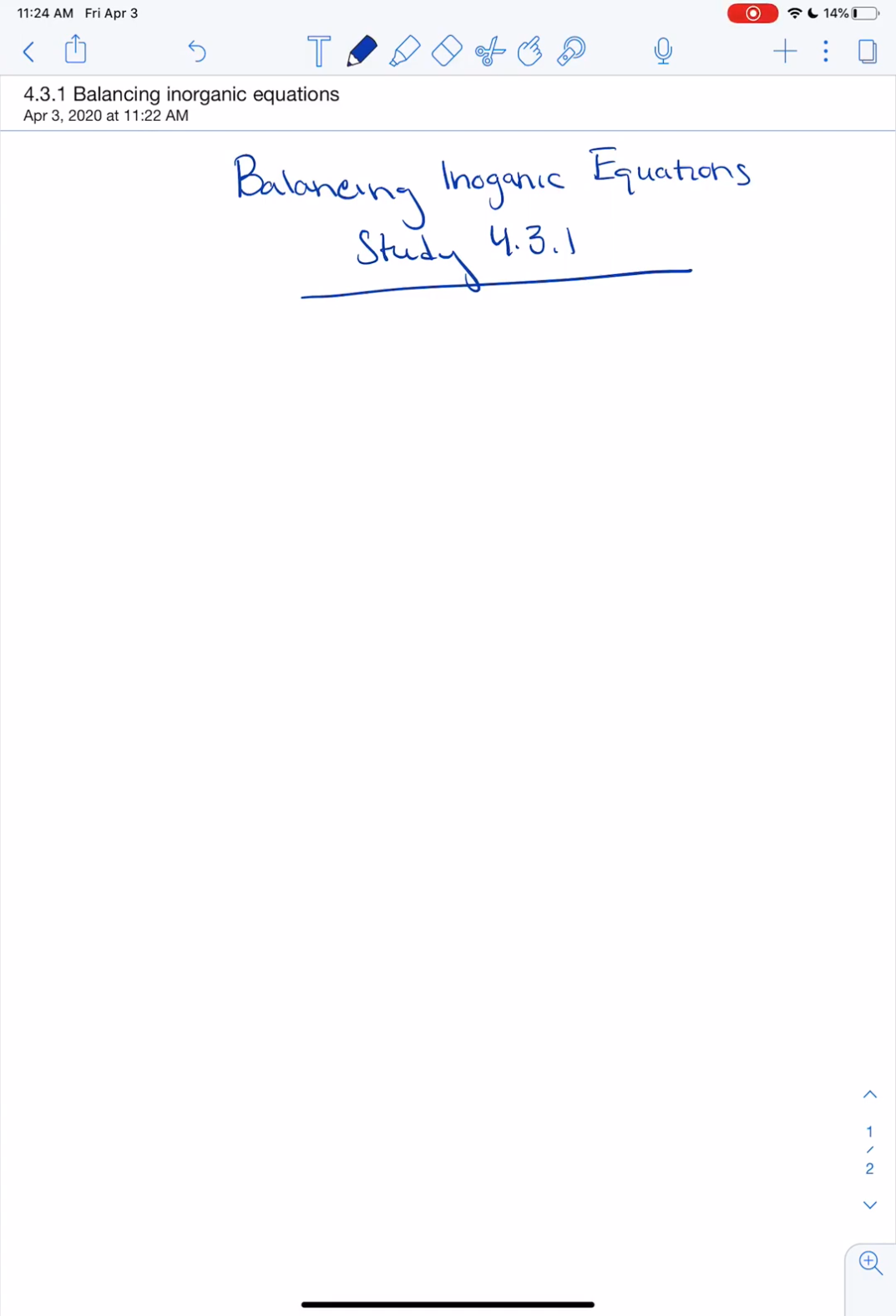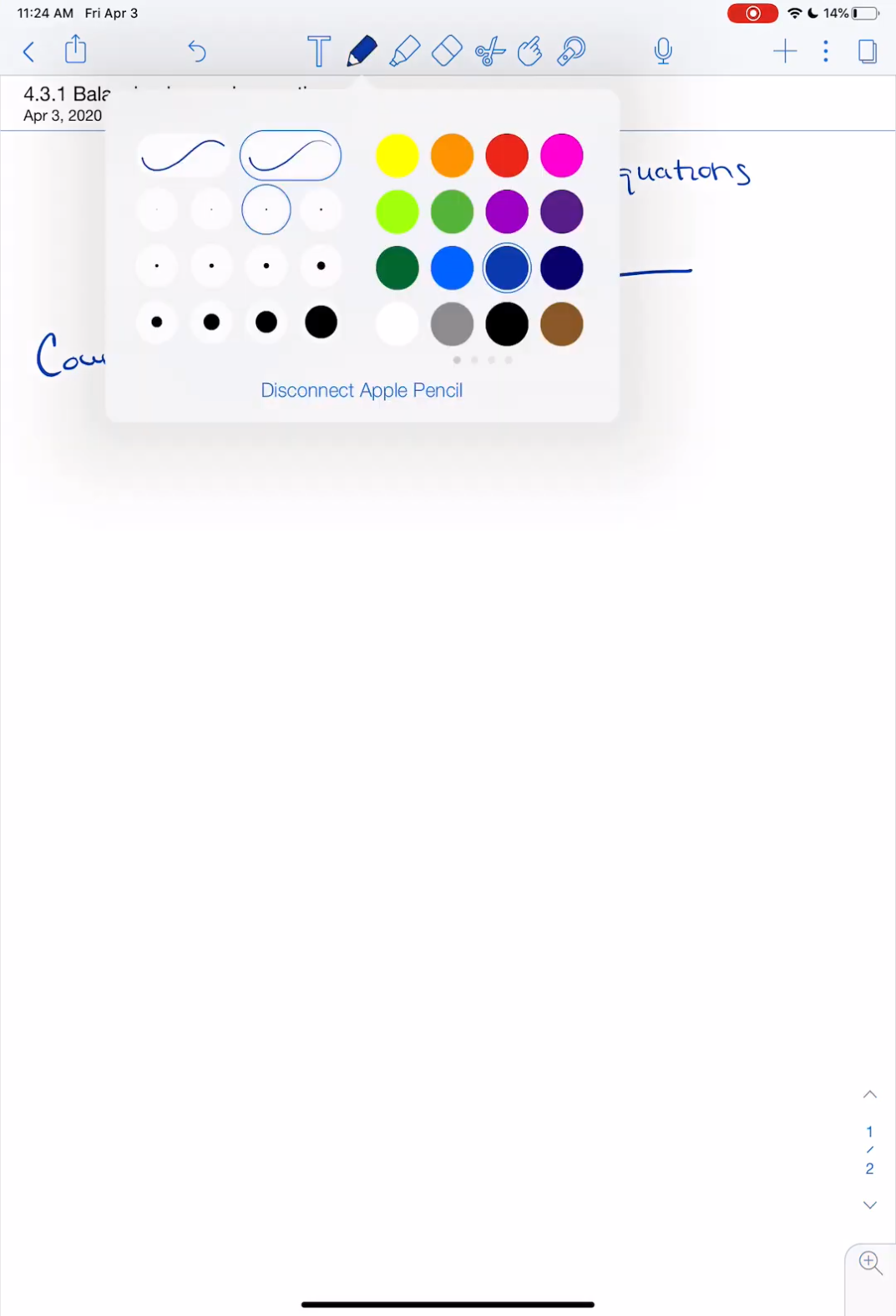Hi everybody, in this video I'm going to go over study section 4.3.1, which focuses on balancing inorganic equations. So the first thing that we need to know in order to balance inorganic equations is how to count atoms. Okay, so if you have a compound, you need to figure out how many atoms of each element there are. So let's do some examples.